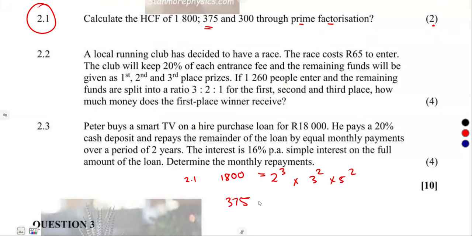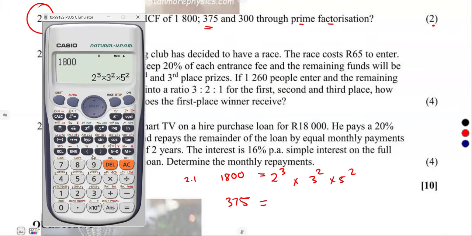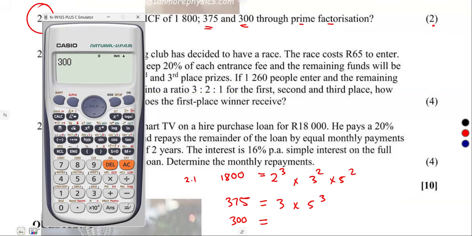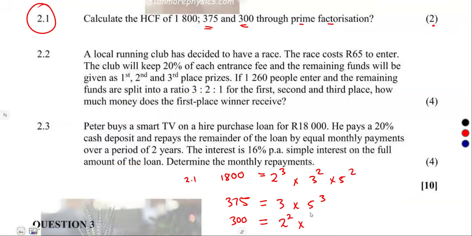375 is equal to, right? Then you do the same, shift, you press fact: 3 times 5 to the exponent of 3. All right, 300, you do the same thing. 300 is equal to, then shift, you press fact. So that's 2 to the exponent of 2 times 3 times 5 to the exponent of 2. All right. So this is what you are going to simply have from the given information.